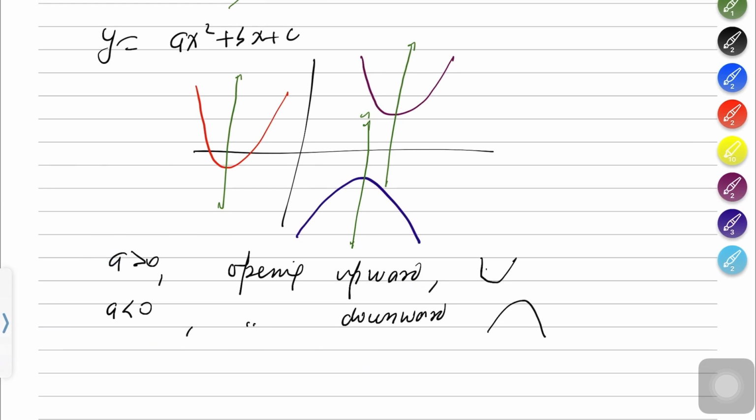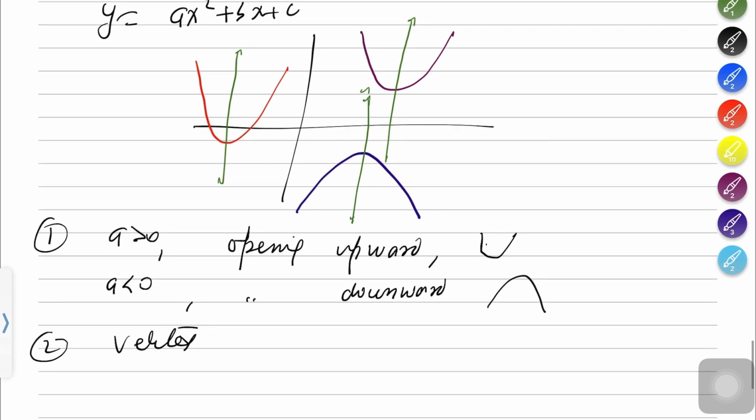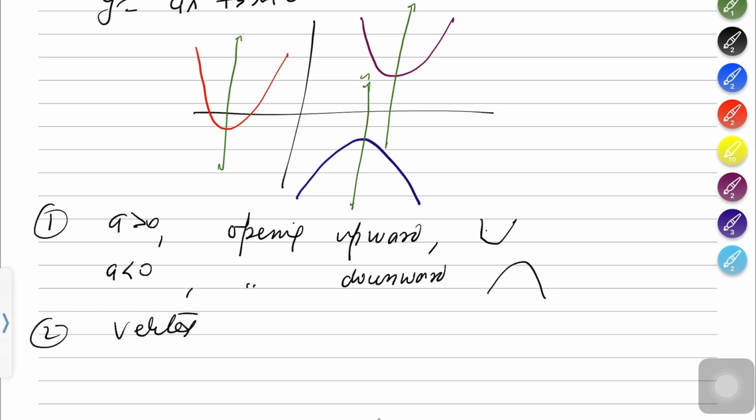So whenever we want to plot, two things are required. One is whether it's opening upward or downward, and the other is the vertex. We should know the vertex of the parabola. So first, if you want to draw the parabola ax square plus bx plus c, we should know whether the parabola is opening upward or opening downward. And the second thing is the vertex of the parabola. There are two ways of finding the vertex of a parabola. The first way is just using this particular coordinate.